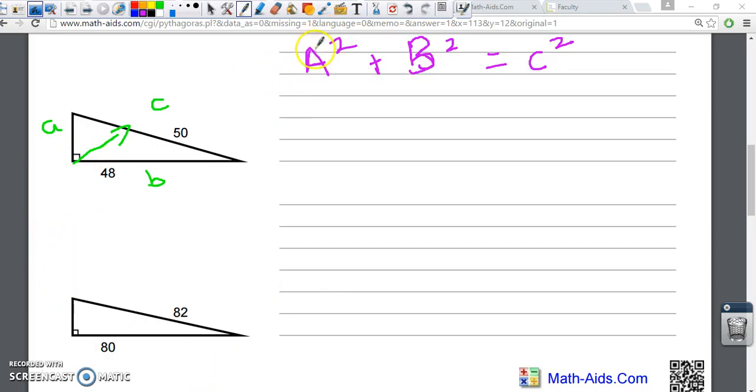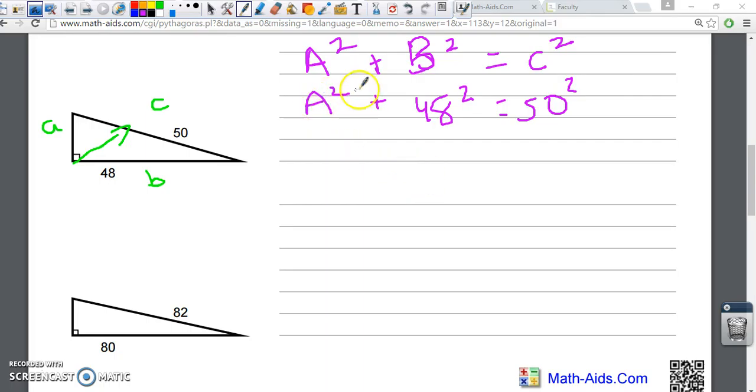So I'm first going to figure out, do I have an A? No, I don't. So I bring it back down the way it is. And now I'm going to do B squared. Do I have a B? Yes, I do. So that's going to be 48 squared. Do I have a C? Well, yes, I do. 50 squared.